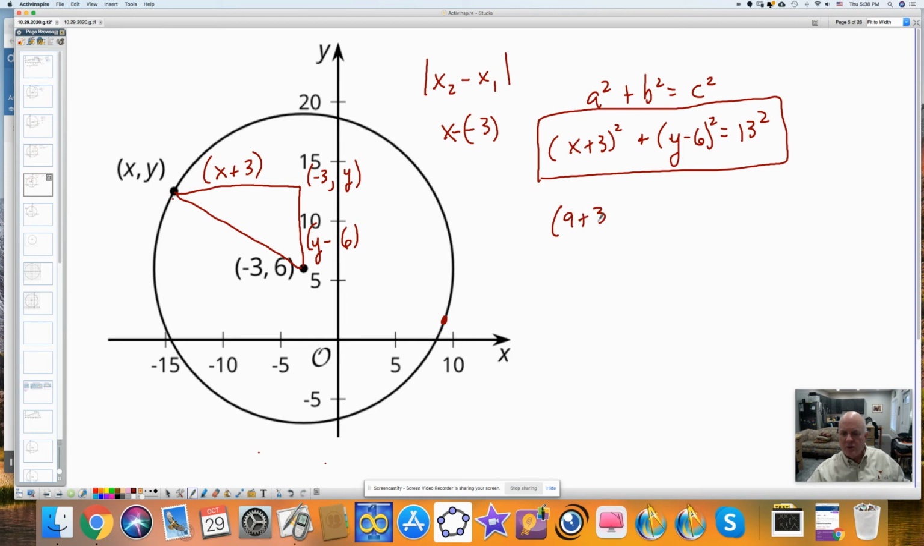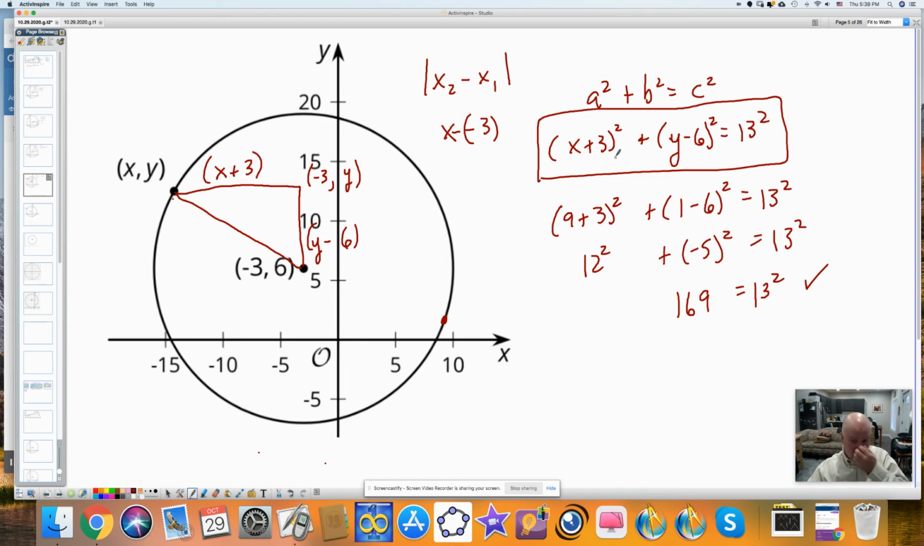9 plus 3 squared plus 1 minus 6 squared is equal to 13 squared. Here you have 12 squared plus a negative 5 squared is equal to 13 squared. This is 144 plus 25 is 169, and indeed that is what 13 squared is equal to. So this works. It works by making this a negative negative, the opposite of negative 3.